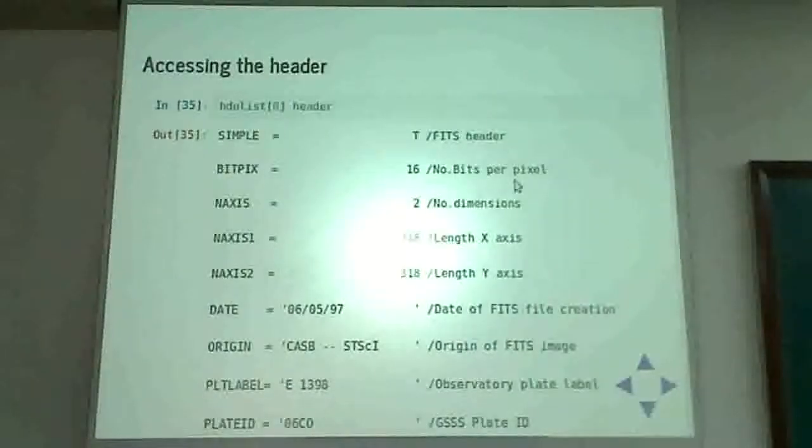If you want to access the header, you will just say HDU list 0, so you will refer to the first entry in the list of HDUs that fits.open has discovered. When you say header, you get an entire listing of all the keywords and their values in that header. So for example, this is the number of axes in that file, the length of the first axis, length of second axis, and so on.